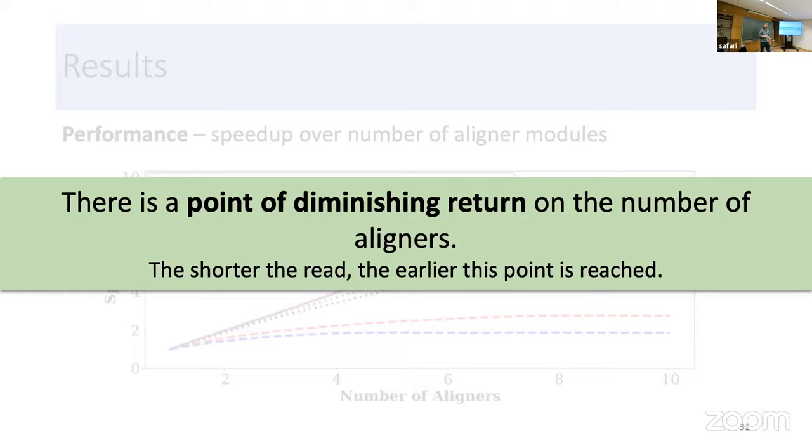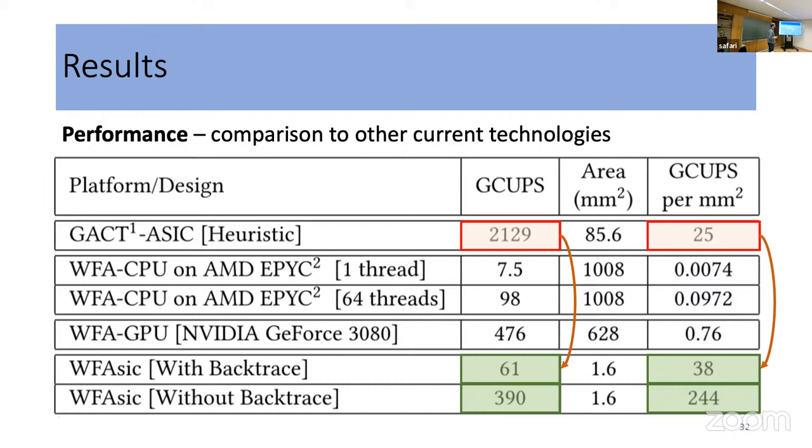The last results I want to show you are the differences between other current technology and their implementation. You can see the GACT ASIC, which is the current front runner nowadays. Or maybe I have to explain: GCUPS stands for gigacell updates per second, which is a standard way of measurement for dynamic programming algorithms. You can also see how GCUPS per square millimeter is calculated, so performance for silicon area.